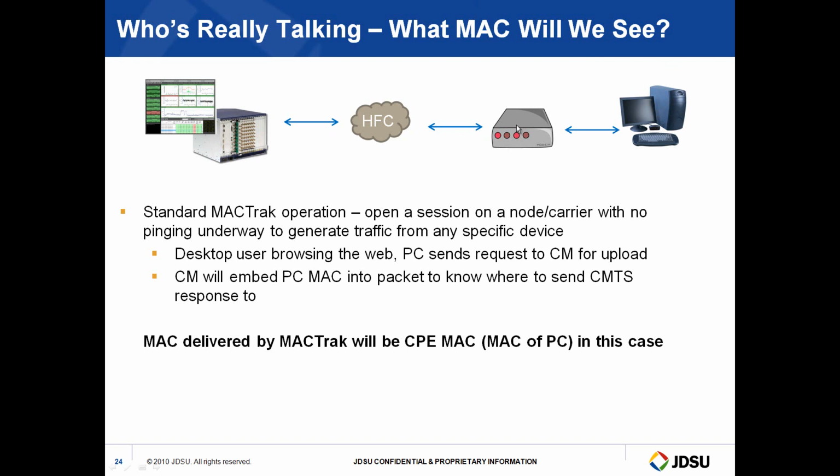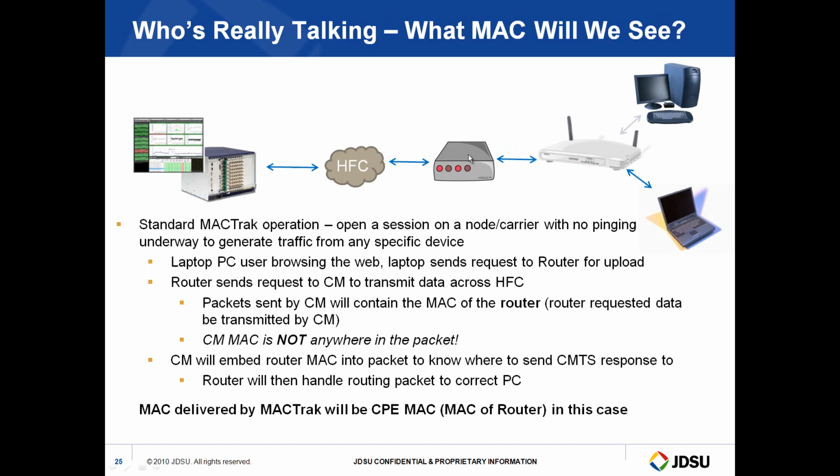I want this page. So the cable modem will hear that. He will embed this guy's MAC address into the packet so he knows where to send the packet when it comes back, and then broadcast it out onto the web. Because this CPE MAC is what is in the packet that gets broadcast, that's what PathTrak will see. So in that case, we'll be getting the CPE MAC.